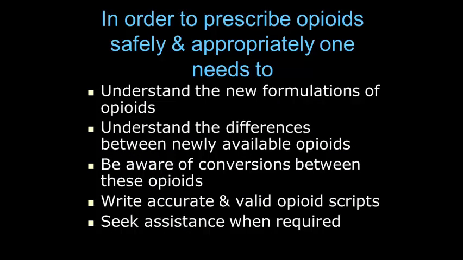In order to prescribe opioids safely and appropriately, you need to understand that there are new formulations of opioids. So immediate release and sustained release. You also need to know that there's a whole series of new opioids actually available, and you need to understand the differences between those newly available opioids. And you need to be aware of the conversions between them. So you need to know that hydromorphone is 5 times as strong as morphine. You need to be able to write accurate and valid opioid scripts, and you need to be able to seek assistance when required. That's probably the most important thing, to know your limits.